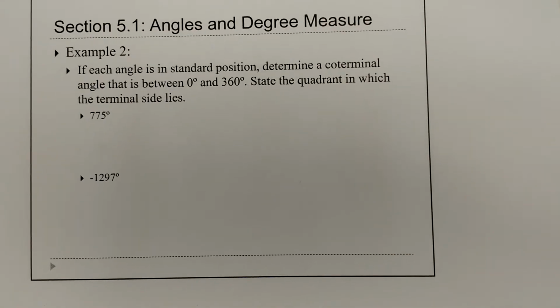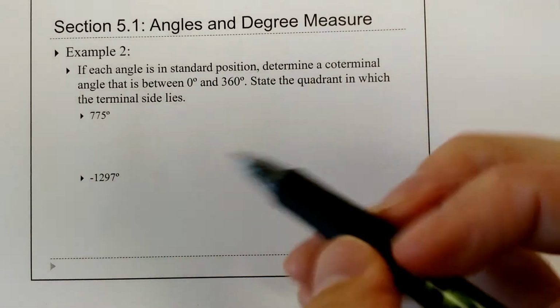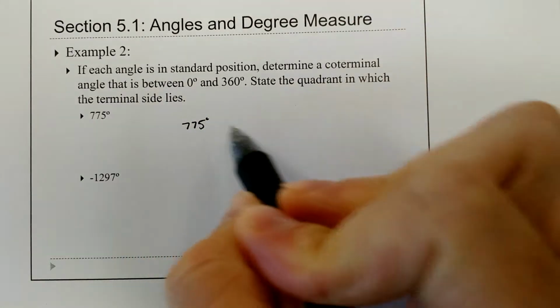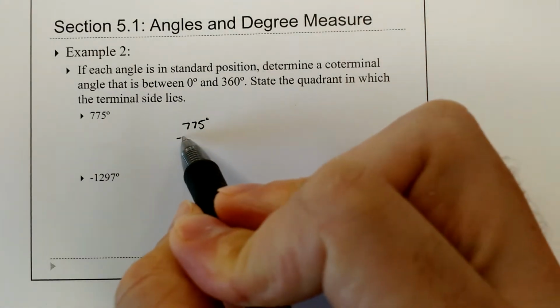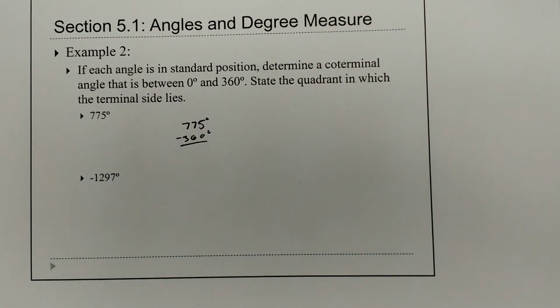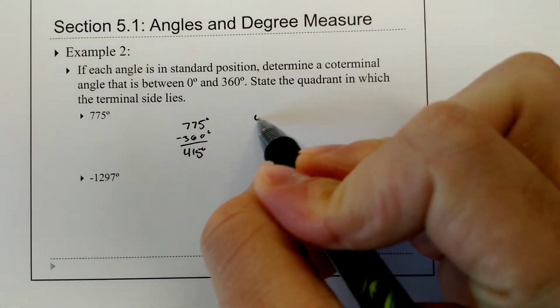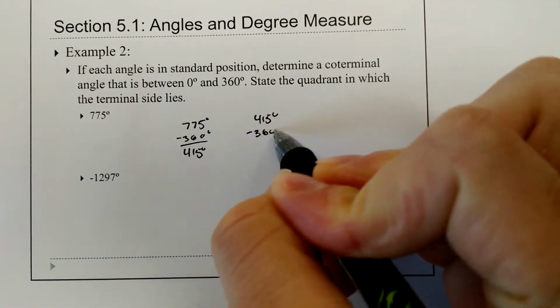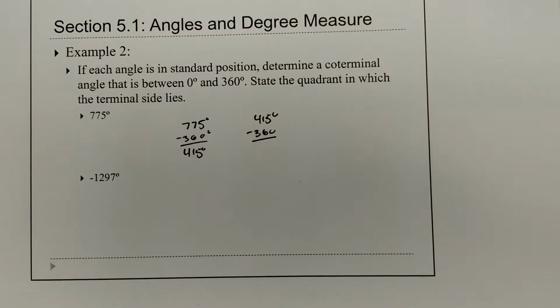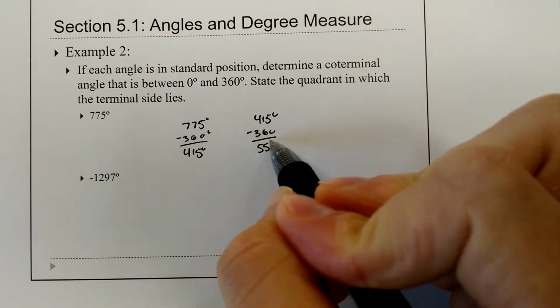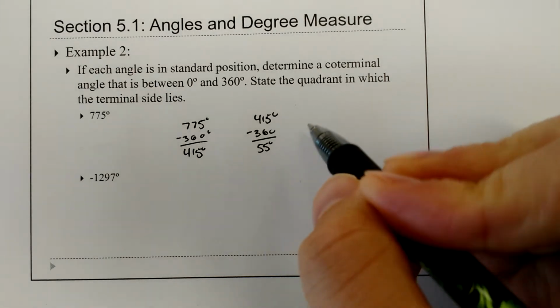Alright, so here we go. Each angle is in standard position. Determine a coterminal that's between 0 and 360, and then state the quadrant in which the terminal side lies. So this is more than 360. So to get it down between 0 and 360, we're going to have to subtract 360 degrees. So 775 minus 360, well, that's 415. That's still not small enough, so we're going to have to subtract another 360. So 415 minus 360 is 55 degrees. So there's the coterminal angle between 0 and 360.